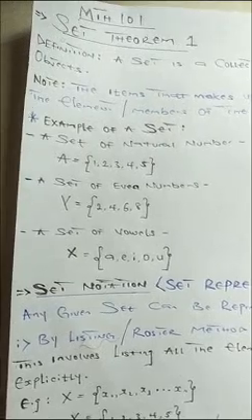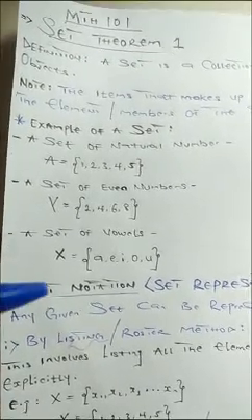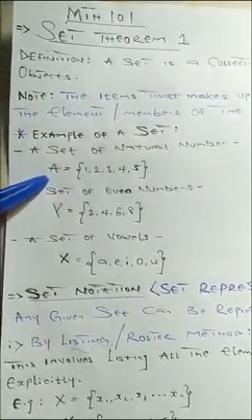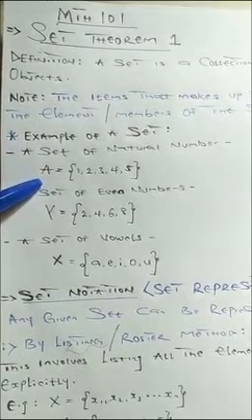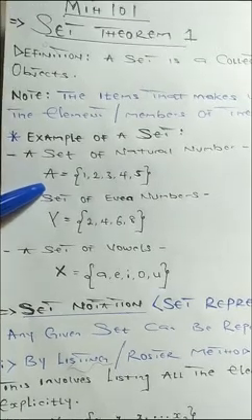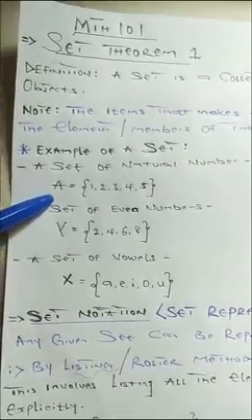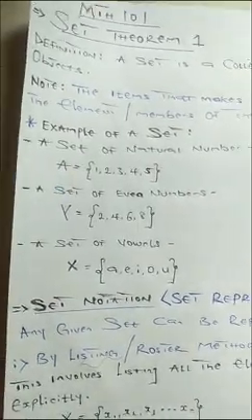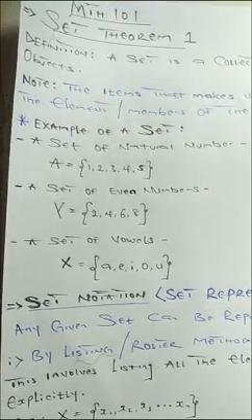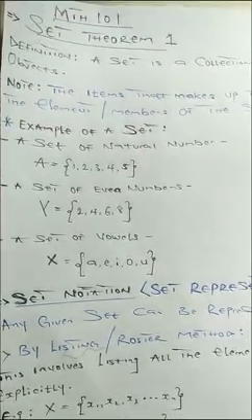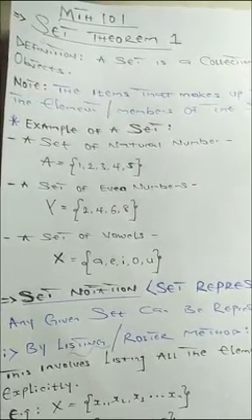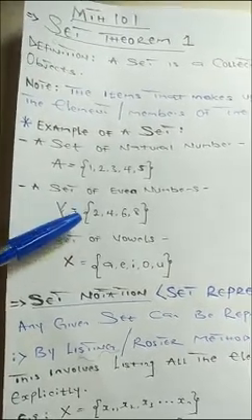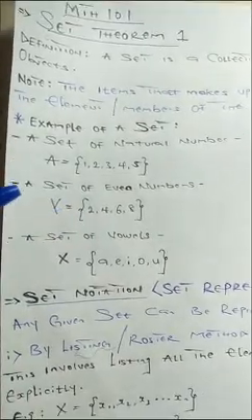Now, we have example number two. Please note that a set must begin with a capital letter. If you watch, I began my set with a capital letter A is equal to 1, 2, 3, 4, 5. That's the rule. Now we have the second one, a set of even numbers, which is Y is equal to 2, 4, 6, 8, 10.